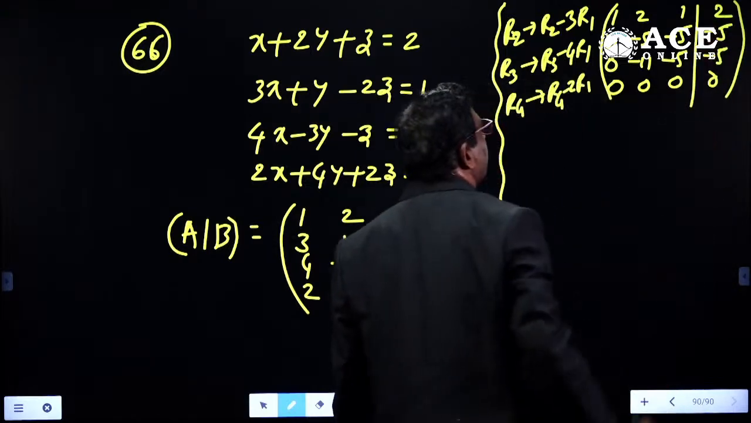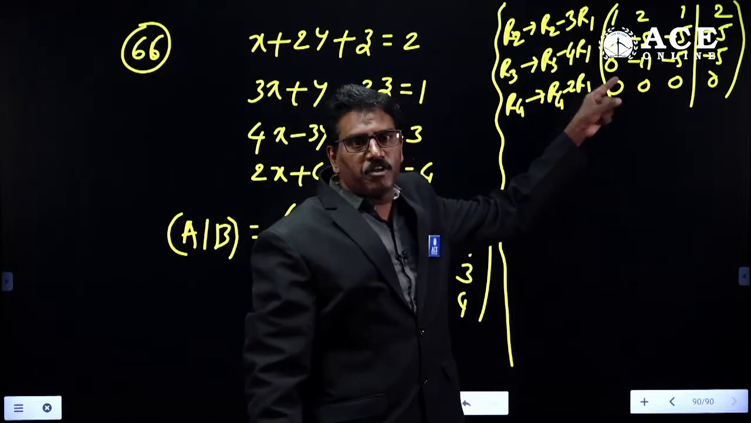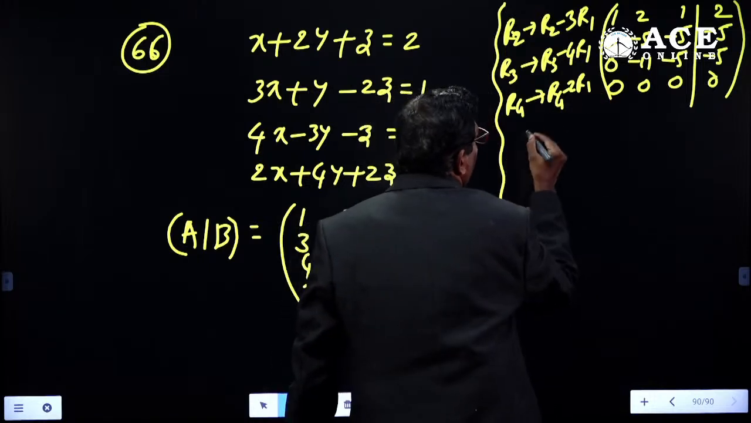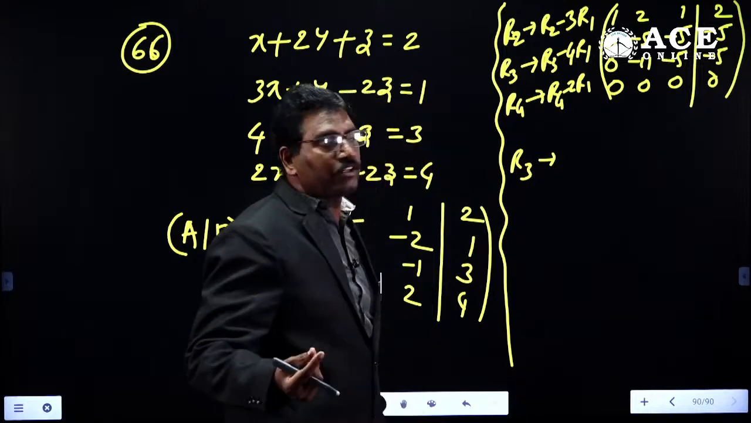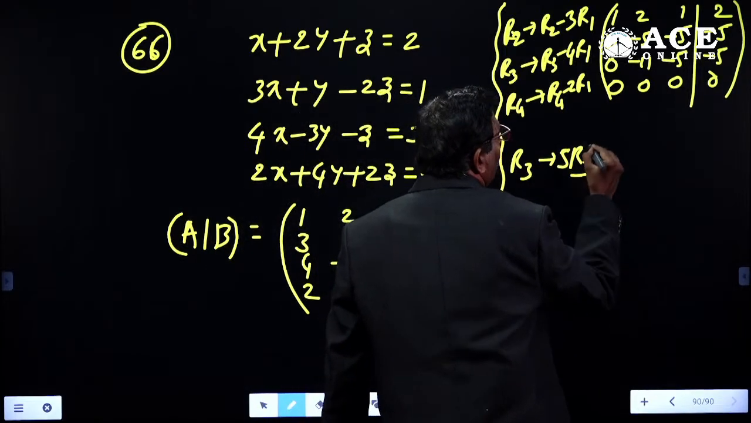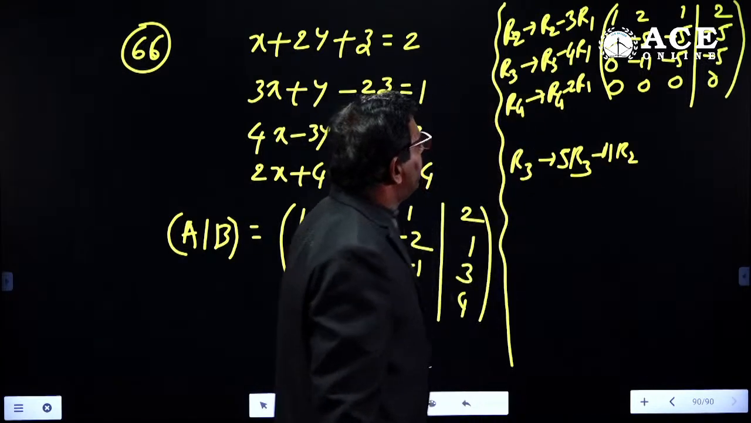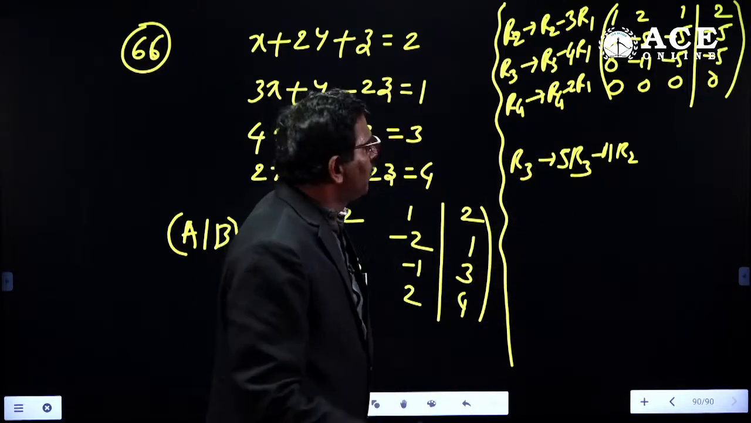Now, still it is not in echelon form. Here we have to make this element 0. If you make this element 0, it is not a problem. Now R3 implies, apply on the third row, 5R3 minus 11R2. 5R3 minus 11R2, is it right or not? Then minus 55 and plus 55, it becomes 0.